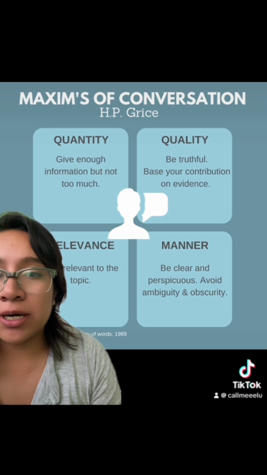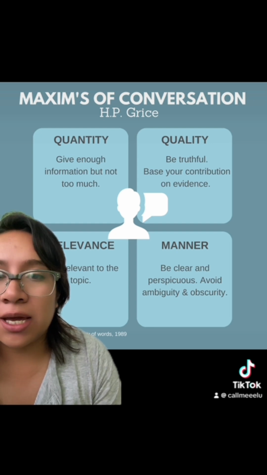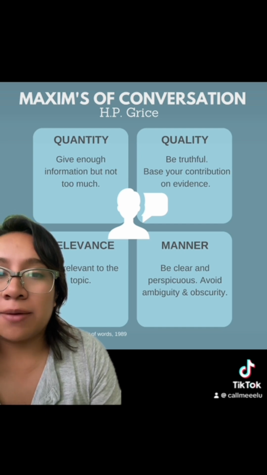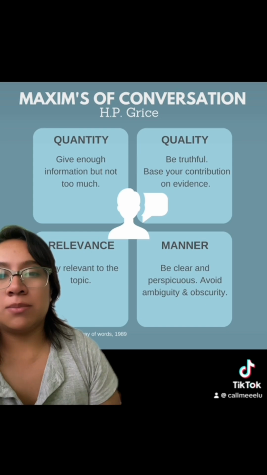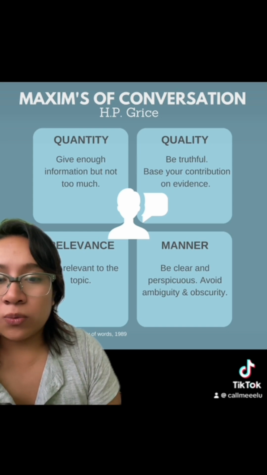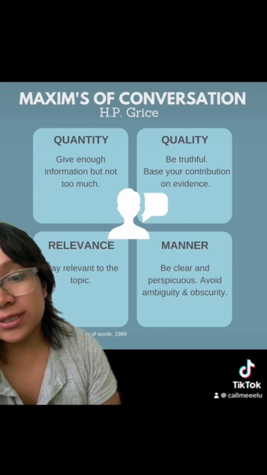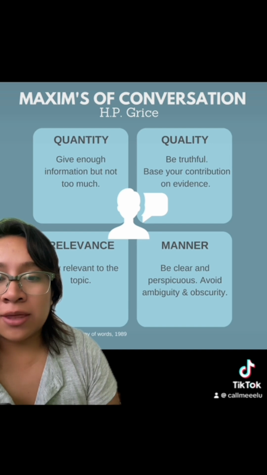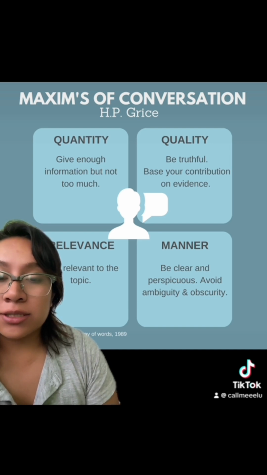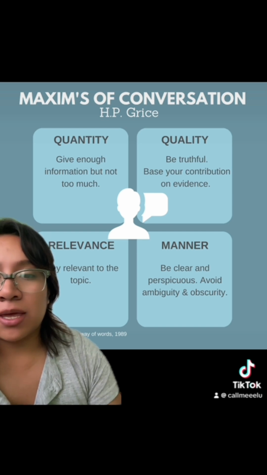The maxim of quantity tells us that we just have to give the information that is needed, but not more. The maxim of quality is to say what we believe is true. We shouldn't say things that we don't know if they are true or not, and don't say things that we don't have evidence for.